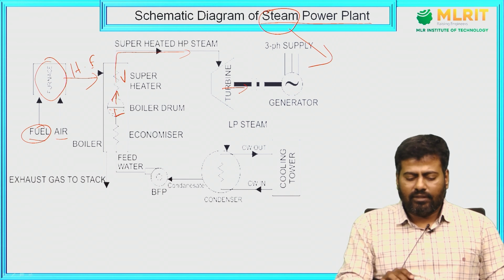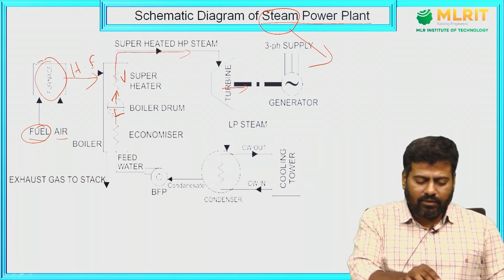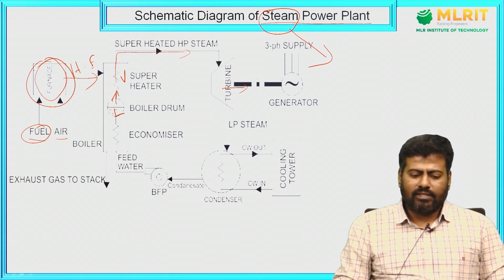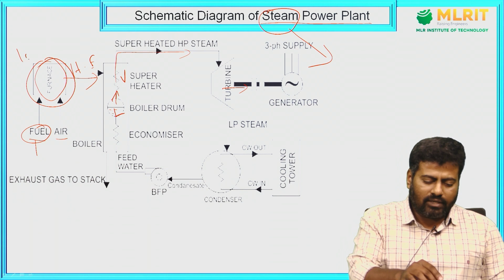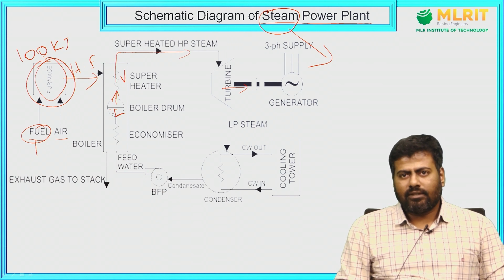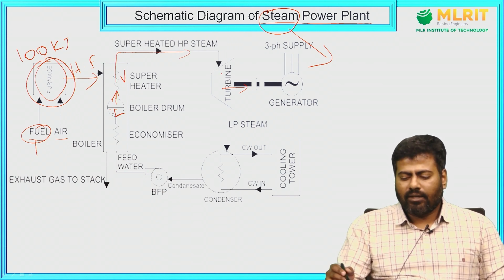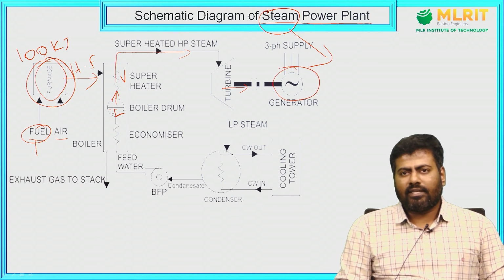See here, the energy transfer takes place, and we have a particular energy level. This energy level I can sense from the calorific value of the fuel. Say this 100 kilojoule is the energy I got. This 100 kilojoule is converted to the working substance and transferred to the turbine. So how much can I get through the generator? I can calculate how much energy output we got.